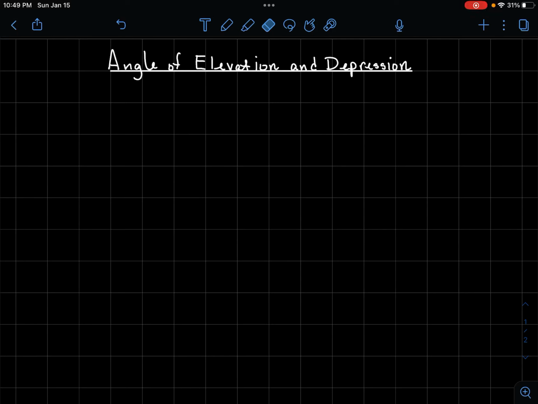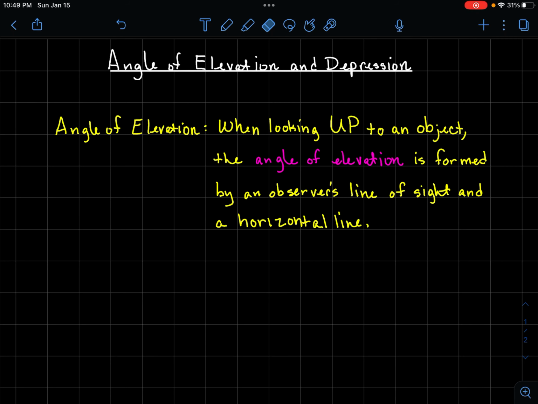In this video, we're going to look at the angle of elevation and depression, define what those two terms are, and look at some examples that have applications for the angle of elevation and depression. So first, let's start with the definition of an angle of elevation.